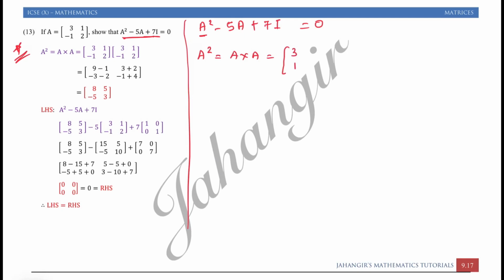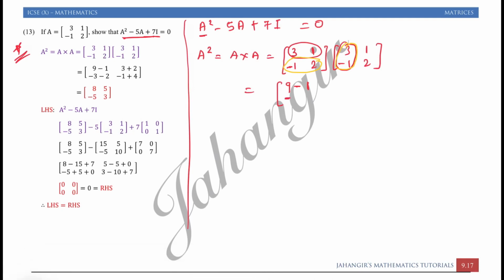That is [[3, -1], [1, 2]] multiplied by [[3, -1], [1, 2]]. Here we multiply in the same pattern, in the same way. 3 times 3 is 9, minus 1. 1 into minus 1 is minus 1. And for the second row, we have this as second row and first column.